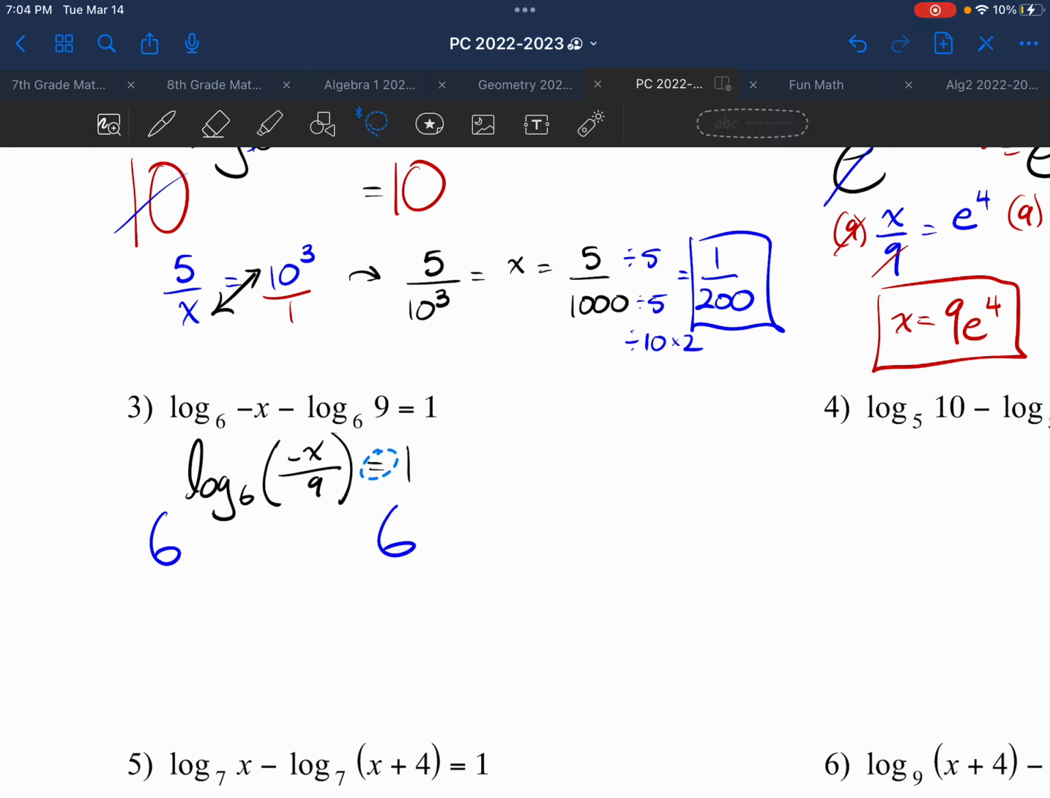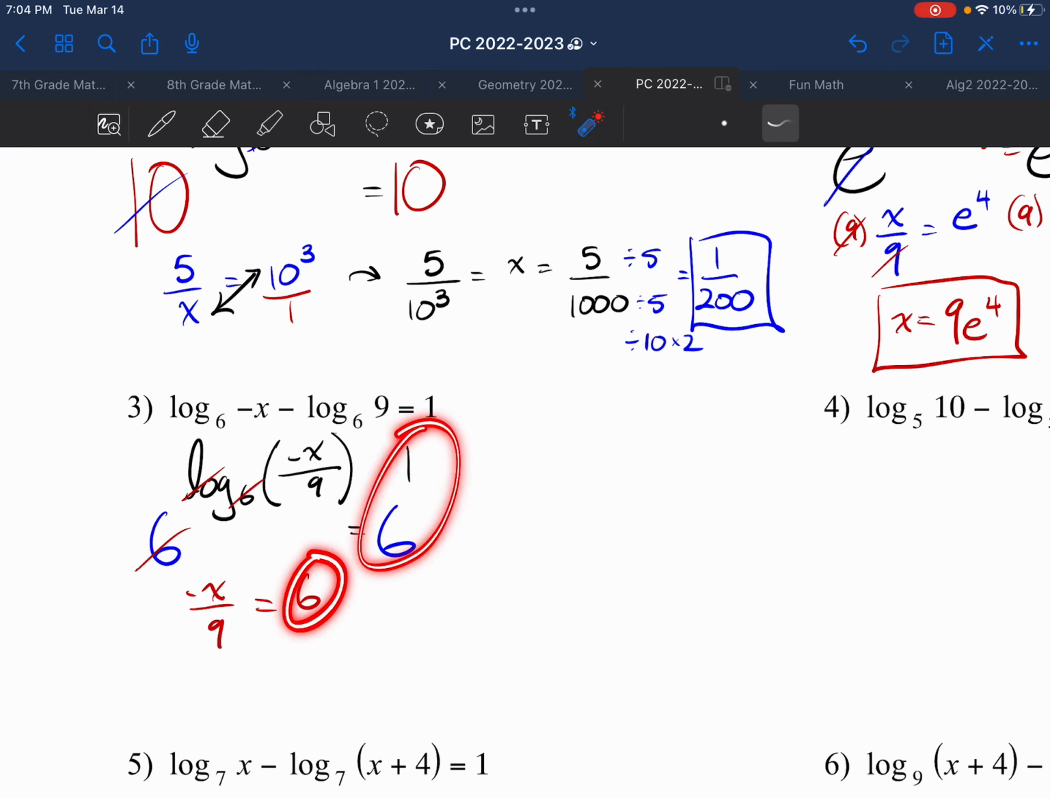I'm going to go ahead and move this equal sign. So there's our new equation. And then from there, things are going to cancel. U and u are gone, leaving us with negative x over 9 is equal to 6. I mean, it's really 6 to the power of 1, but 6 to the power of 1 is just 6.